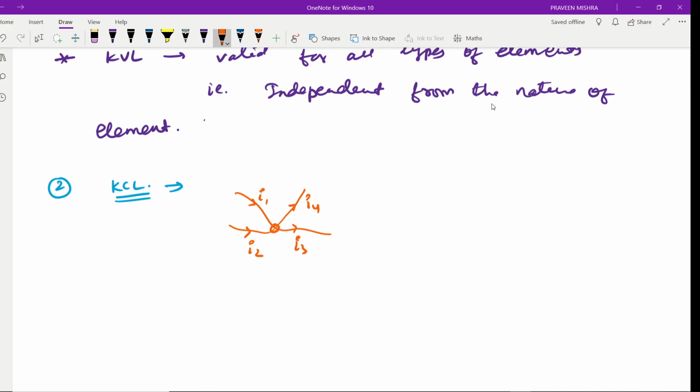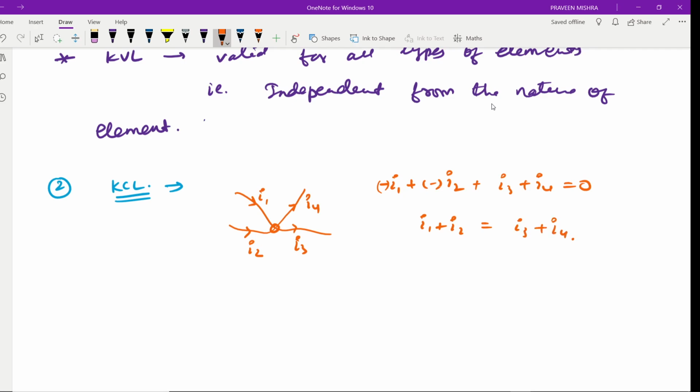So if we are considering entering current as negative and outgoing current as positive, at this node entering current will be negative. So minus I1 minus I2 plus I3 plus I4 will be 0. So I1 plus I2 will be equal to I3 plus I4.